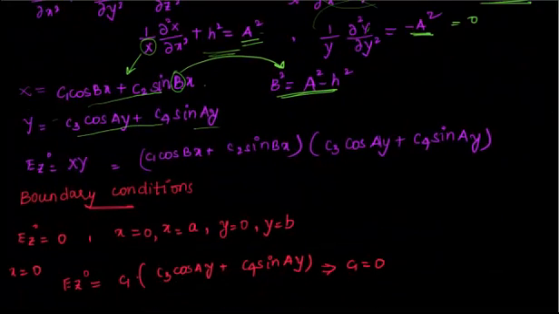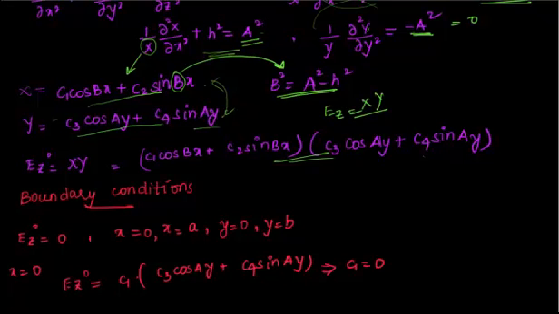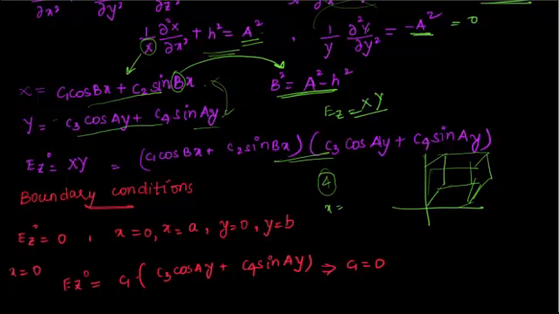So now let us assume Ez to be x into y. So multiplication of both these. And I have already said there are boundary conditions. Now you have a rectangular waveguide like this. That is, you have plates in the x direction and also plates in the y direction. So you have 4 boundary conditions. You have boundary conditions at x equal to 0, x equal to a, y equal to 0 and y equal to b. We know that at the boundary the electric field, the transverse electric field component should be 0.